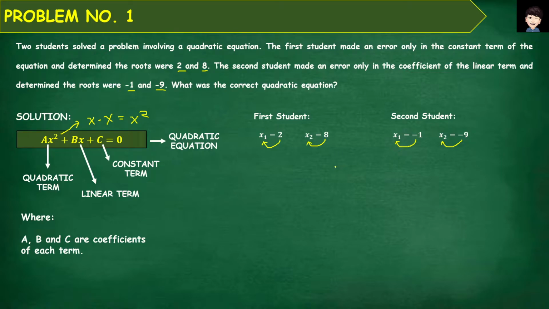So ganito yung magiging equation sa first student. X minus 2 times x minus 8 equals 0. So bakit 0? Since nilipat na natin yung mga roots sa left side, ano nang matitira sa right side? Wala na. So 0. Ganon din sa second student. X plus 1 times x plus 9 equals 0. So hindi pa yung final form ng quadratic equation. So meron tayong dapat tandaan para makapag-generate tayo ng quadratic equation.